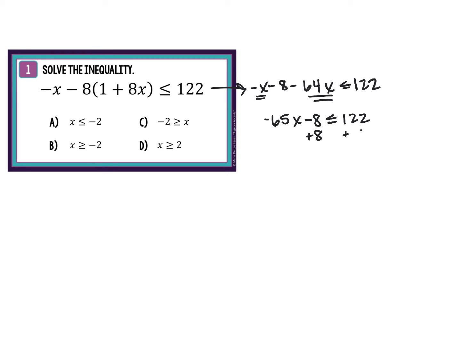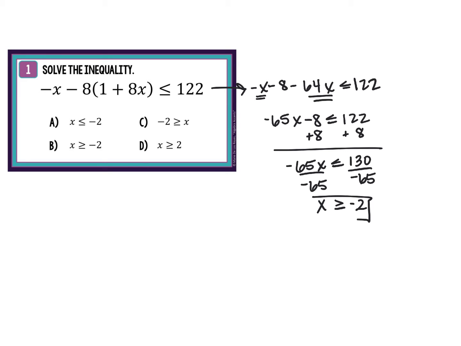Then we're ready to add 8. That gives me negative 65x is less than or equal to 130. Divide both sides by negative 65. And I get x, and then notice since I am dividing by a negative, I'm flipping the symbol. So x will be greater than or equal to negative 2. So in terms of our answer choices, that gives us B.